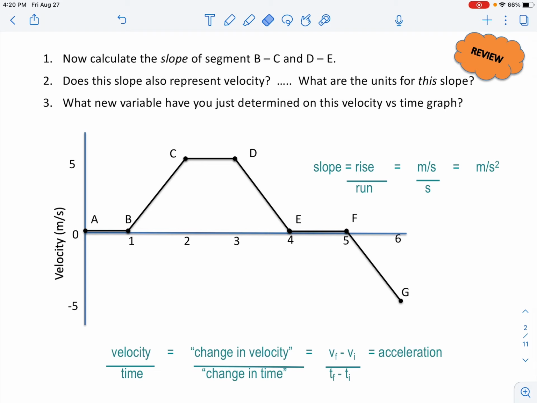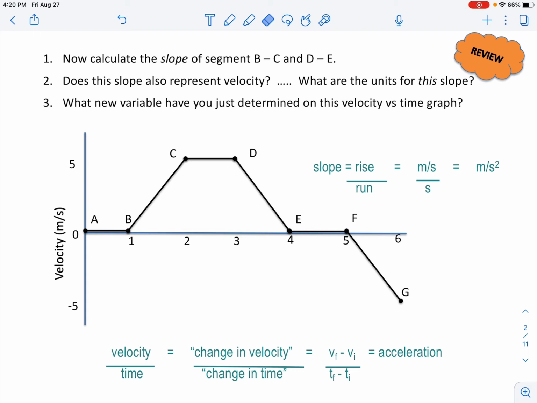All right, let's look at the vocabulary word acceleration. We recently viewed a graph that looks like this, and this was a velocity time graph. So if I look on the y-axis, I see the y-axis is labeled velocity. The x-axis is labeled time.